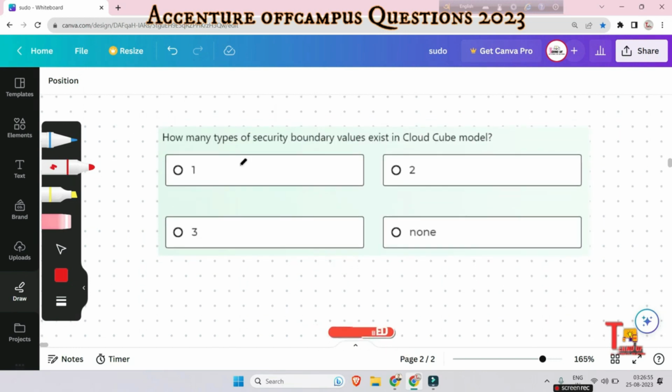Okay, the next question is: how many types of security boundary values exist in the cloud cube model? How many types of security boundary values? Security boundary values: 2.